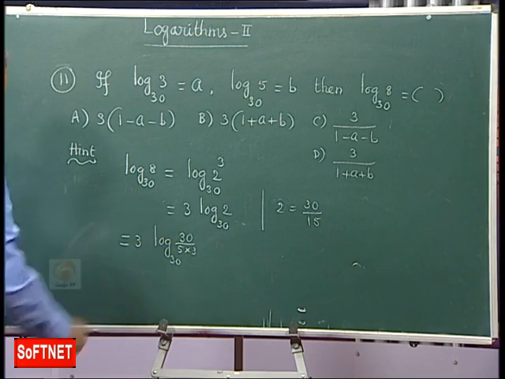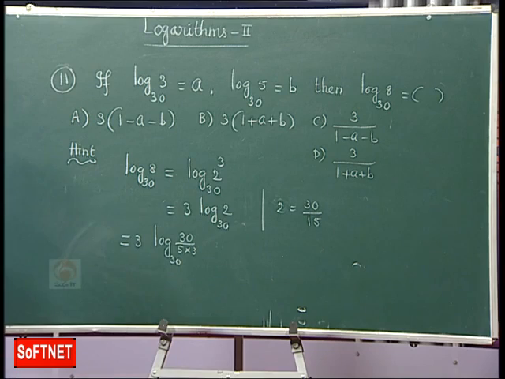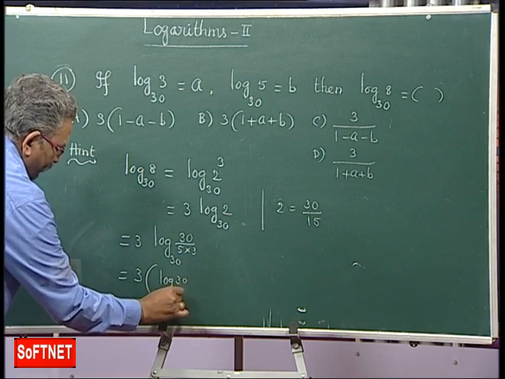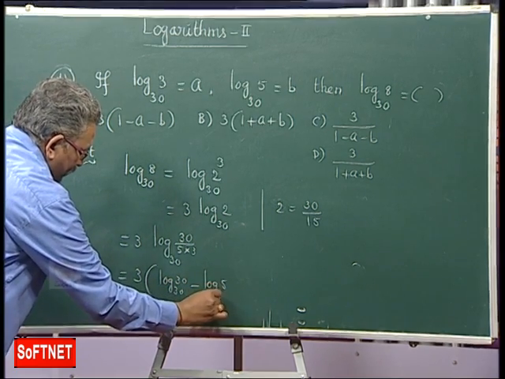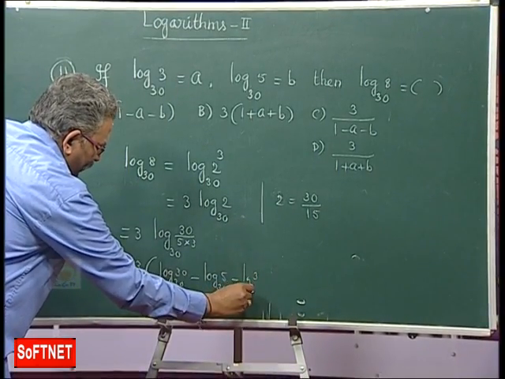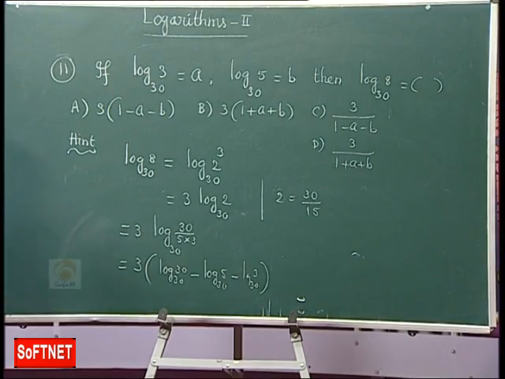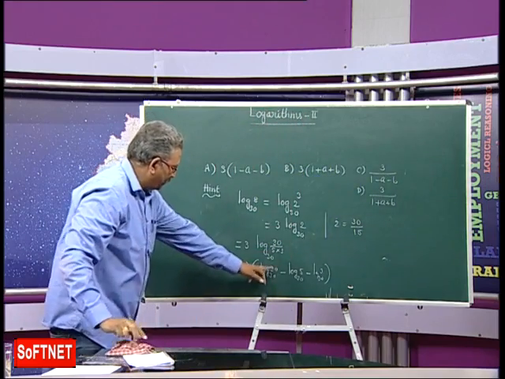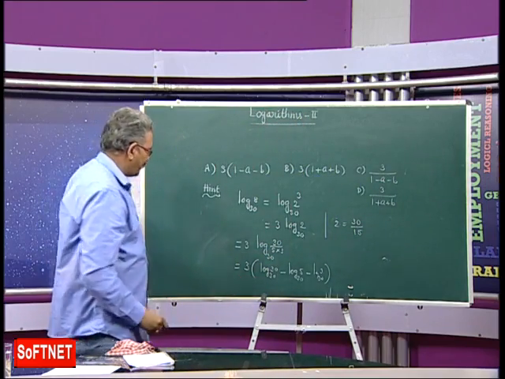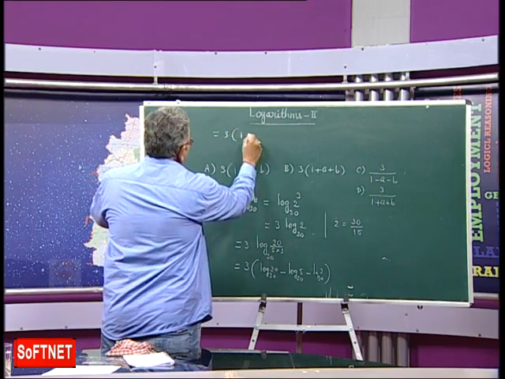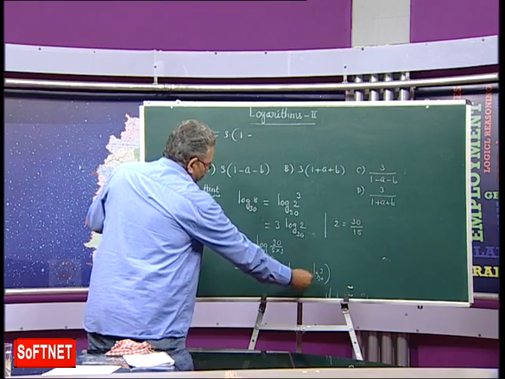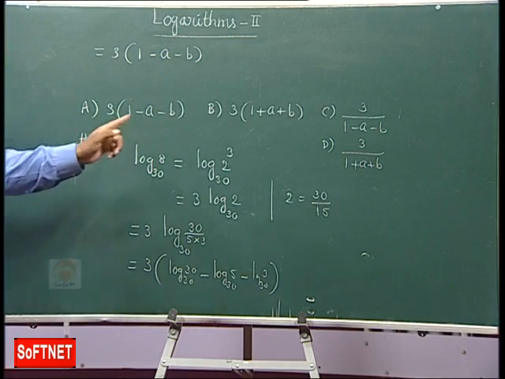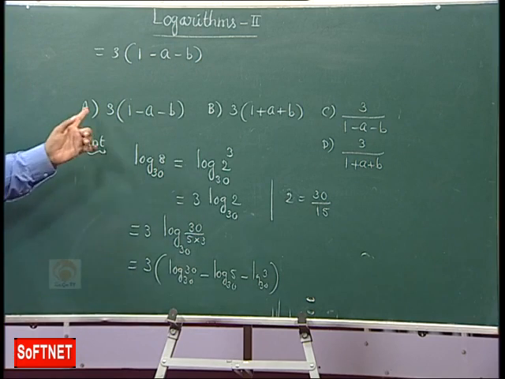Now just simplify it. We have to expand that logarithm. So this can be expanded 3 into log 30 base 30 minus log 5 base 30 minus log 3 base 30. Okay. Now log 30 base 30 is how much? So that is 1 only. So 3 times 1 minus, this will be B, this will be A. So we get 1 minus A minus B. So which is the right option of all the given options? Yes, A will be the right option.